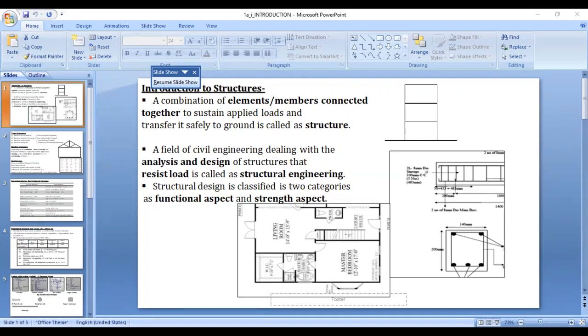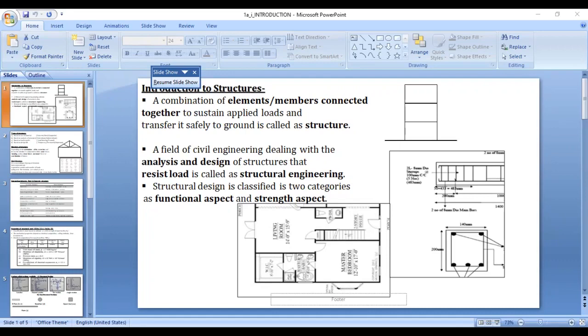Then based upon the analysis of a structure, a structure is classified as a determinate or indeterminate structure. Then based upon the load transfer, the structure is classified as a load bearing or frame structure. Lastly, depending upon the design life period, a structure is classified as a temporary, permanent, or important structure.